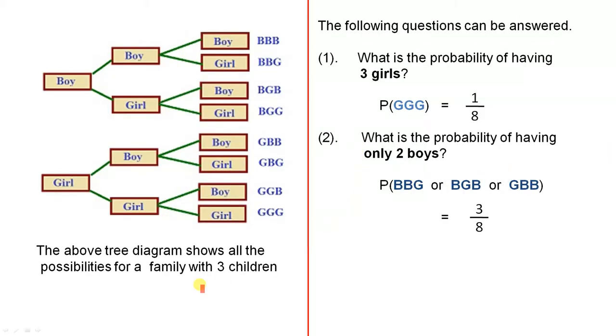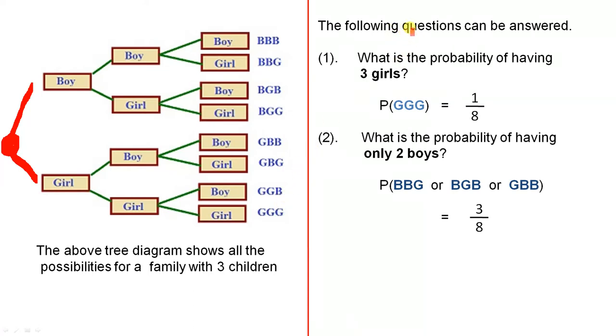The above tree diagram shows all the possibilities for a family with 3 children. Now with tree diagrams, the principles are always the same, remember. If we start there like we did earlier, you climb to the top of the tree: boy, boy, boy. Go back to the start: boy, boy, girl, BBG, etc. And that's how you get all those possible outcomes. So there are 8 of them.